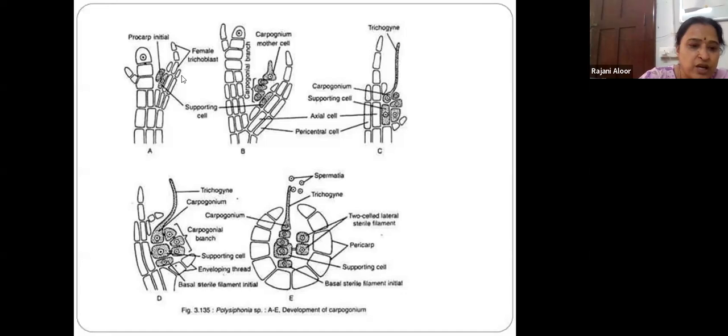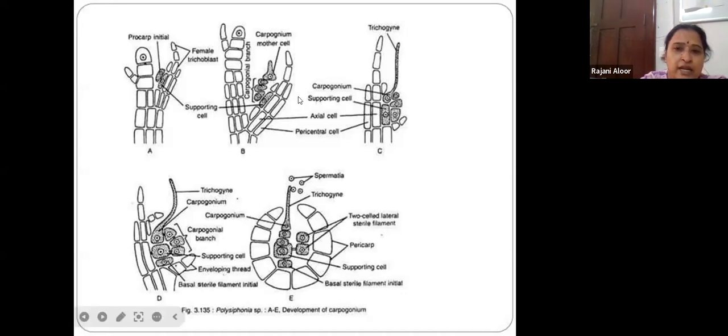What is the shape of that one? Flask-shaped trichoblasts are present in this female gametophyte. And in this one, the carpogonium has a basal swollen portion. You can observe the cells here. The basal part cell is the swollen region containing an egg. You can observe the swollen region containing the egg portion in this one.